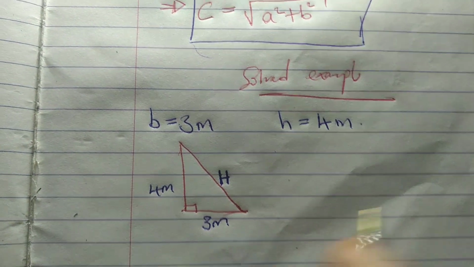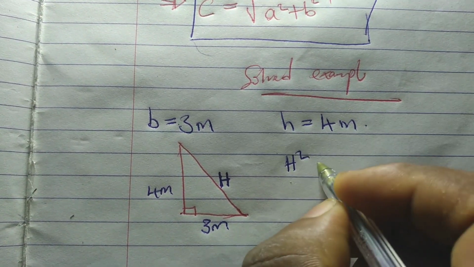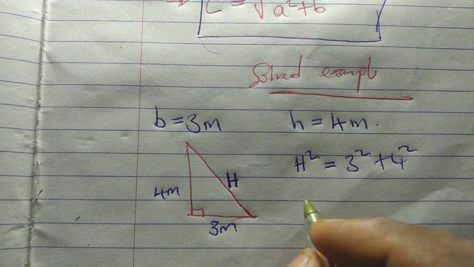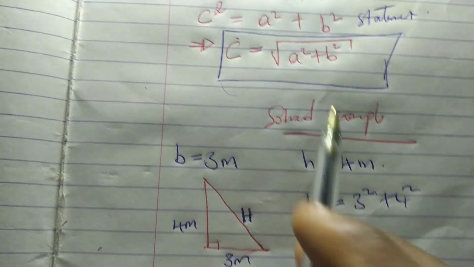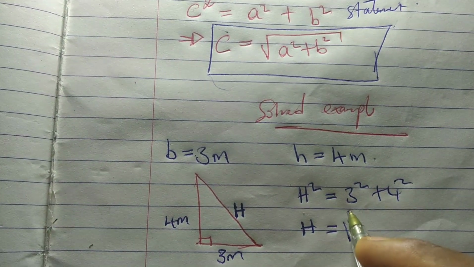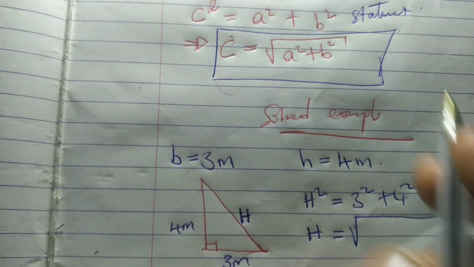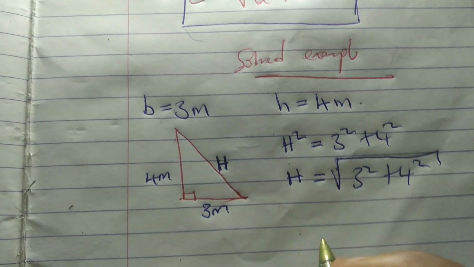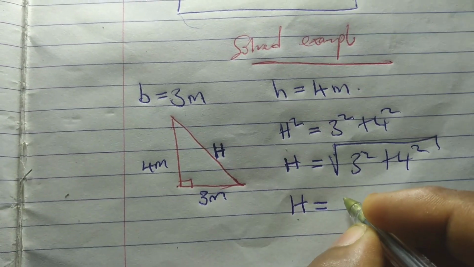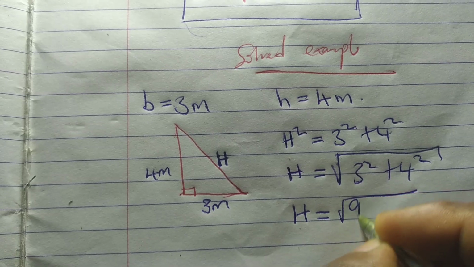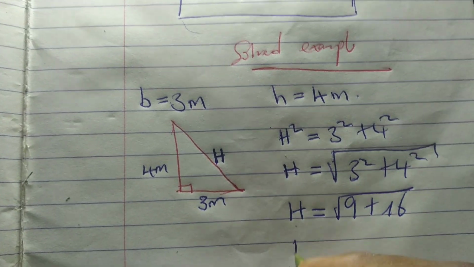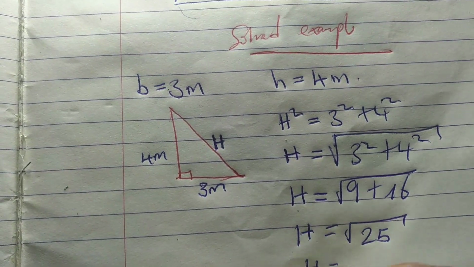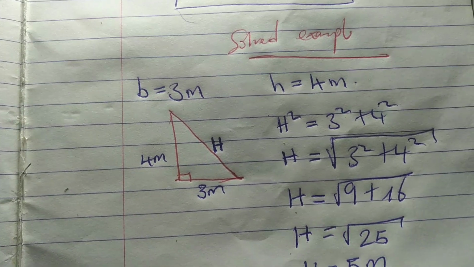Now from the Pythagoras theorem, we have that the hypotenuse squared will be equal to 3 squared plus 4 squared according to our equation. So it's going to imply that the hypotenuse is going to be equal to the square root of 3 squared plus 4 squared. We just fit in this formula. 3 squared is 9 and 4 squared is 16. So the hypotenuse is going to be the square root of 25. And the square root of 25 is 5. 5 meters is the hypotenuse.